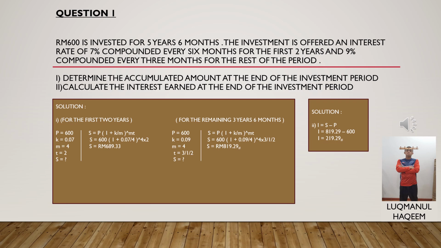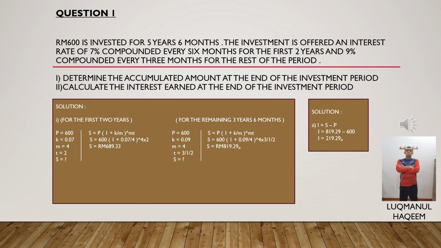How to answer this question? First things first, you have to list down all the information you have. So for the first 2 years, your principal is 600, your rate is 0.07, frequency of interest conversion is 4, and your time will be 2 since it's 2 years. The formula you will be using is S equal to P bracket 1 plus K over M bracket power of M times T. So insert all the information you have, it will become S equal to 600 bracket 1 plus 0.07 over 4 bracket power of 4 times 2, simplify it, and it will become 8. Your answer will become RM 689.33.